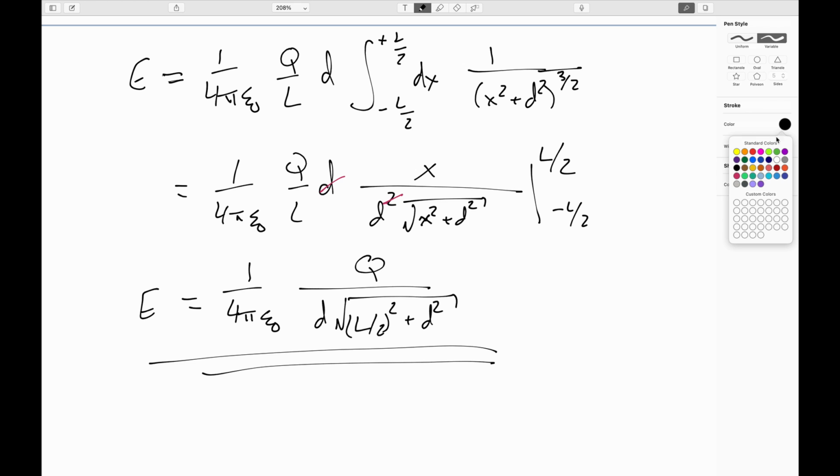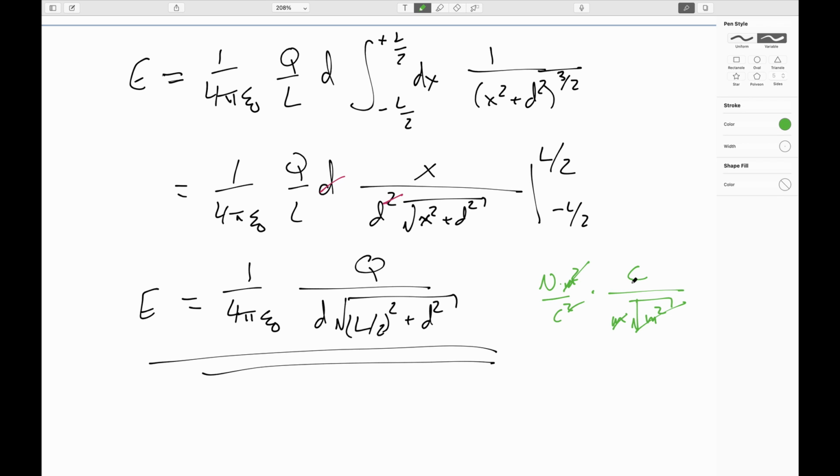Again, you should go through and check your units. So looking over here, 1 over 4 pi epsilon naught, that's just our k. That's Newton meters squared per Coulomb squared. Q is going to have units of coulombs. This d has units of meters. And then we have the square root of meters squared there. Well, the square root of meters squared is a meter. Those cancel the meters squared there. Yay, it's newtons per coulomb, so the units check.